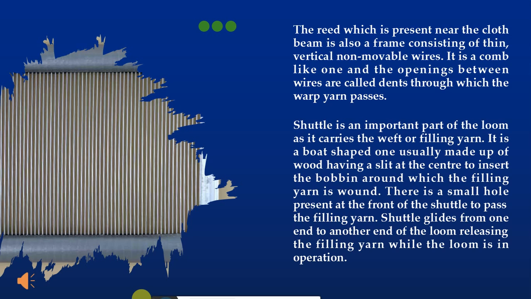The shuttle is an important part of the loom as it carries the weft or filling yarn. It is boat-shaped, usually made of wood, with a slit at the center to insert the bobbin around which the filling yarn is wound. There is a small hole at the front of the shuttle to pass the filling yarn. The shuttle glides from one end of the loom to the other, releasing the filling yarn while the loom is in operation.